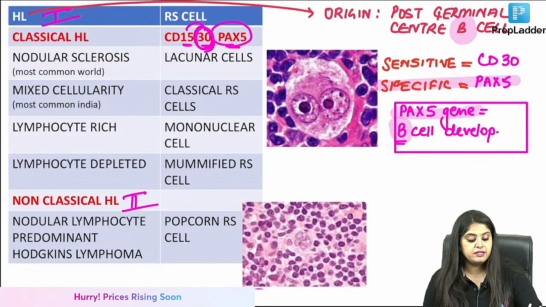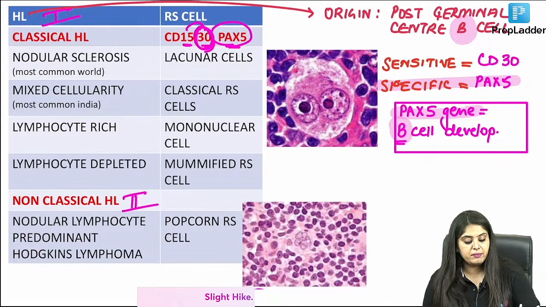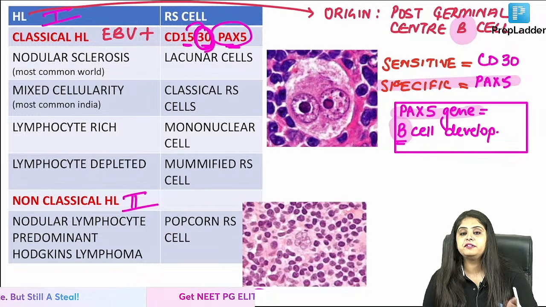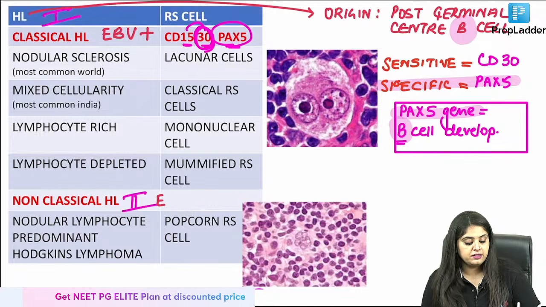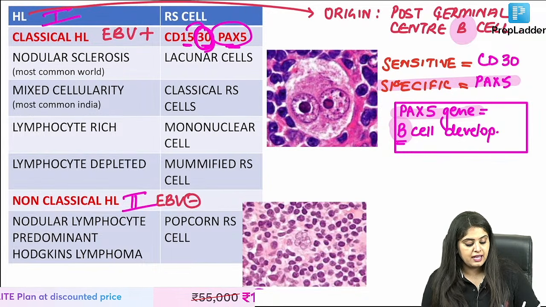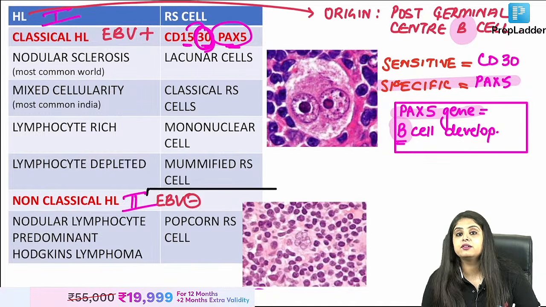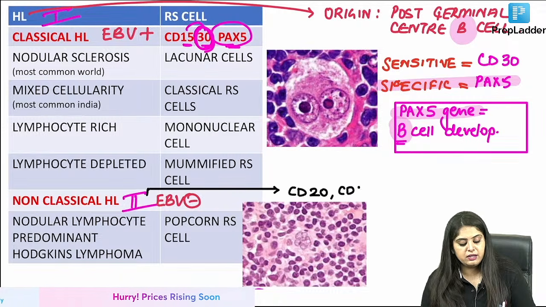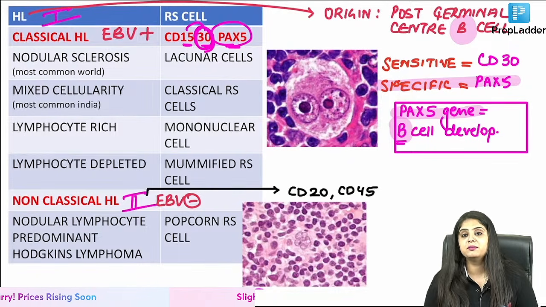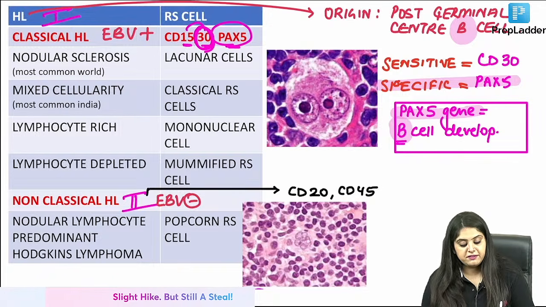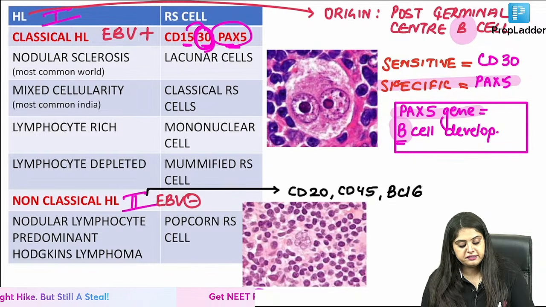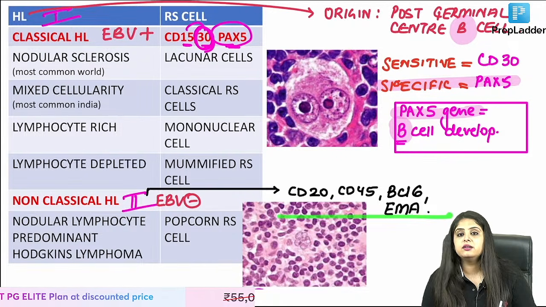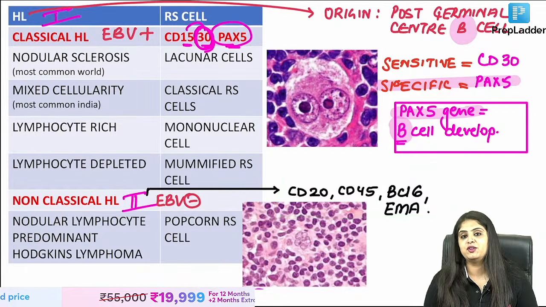Okay, so why did you divide it into classical and non-classical? I got my answer, because classical ones are associated with EBV. Their markers are 15, 30, PAX5. Non-classical one is not associated with EBV and its markers are different. What are the markers of non-classical? फिर कुछ doubling चलेगा. 20 का not double I would say, but somewhat double if you can believe. It is going to be 45. Then we have BCL6 and then we have EMA. I know these are not easy to learn, but sometimes you don't have an option in life.